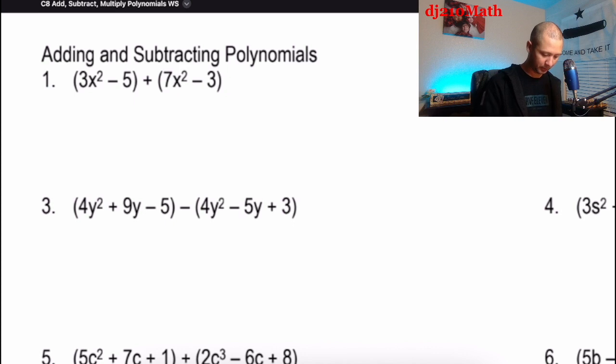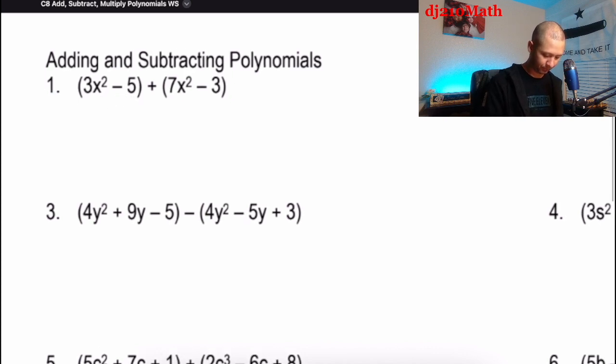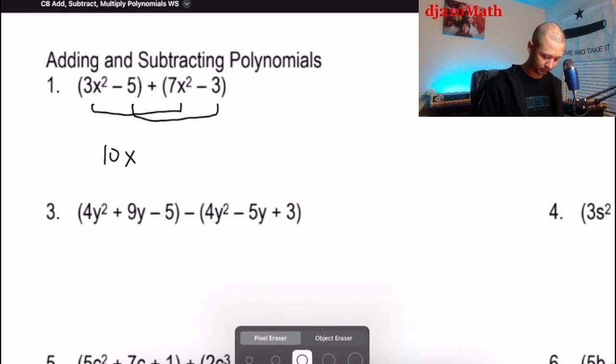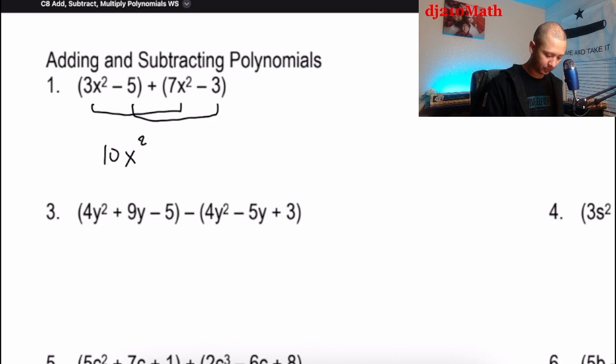So here we're going to combine the x squares and the constant. So 10x squared, and negative 5 and negative 3 would be negative 8.